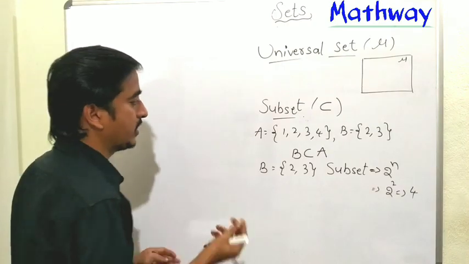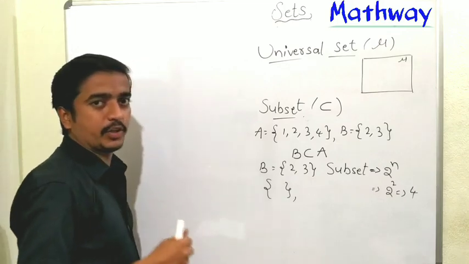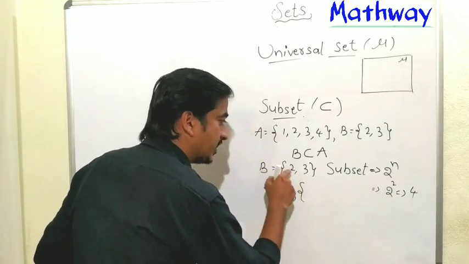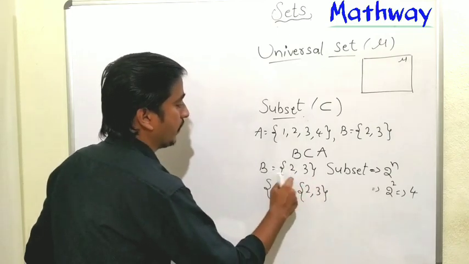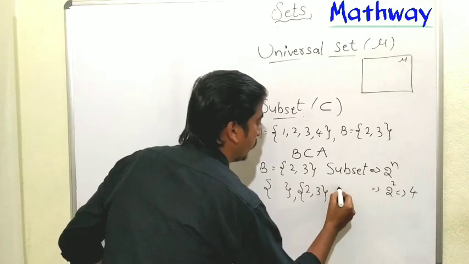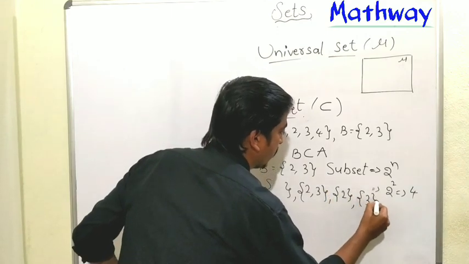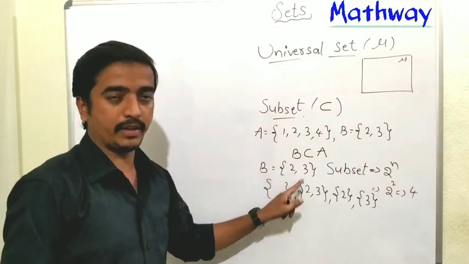What are the 4 subsets? First, an empty set. An empty set is the subset of all sets. The next, second one is the set itself. It is also a subset of itself. The next, the element 2 and the element 3. So these 4 are the subsets of set B, {2, 3}.